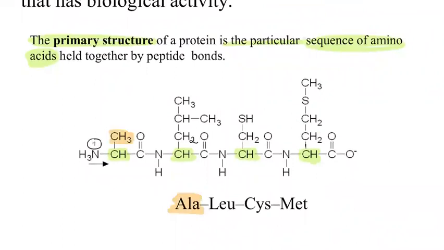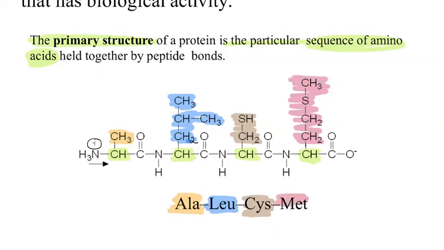For the next one, we have CH2, CH3, and that is leucine, LEU. Then we have CH2SH. That side chain belongs to cysteine. And lastly, CH2, CH2, S, CH3. That's going to be methionine. Okay?